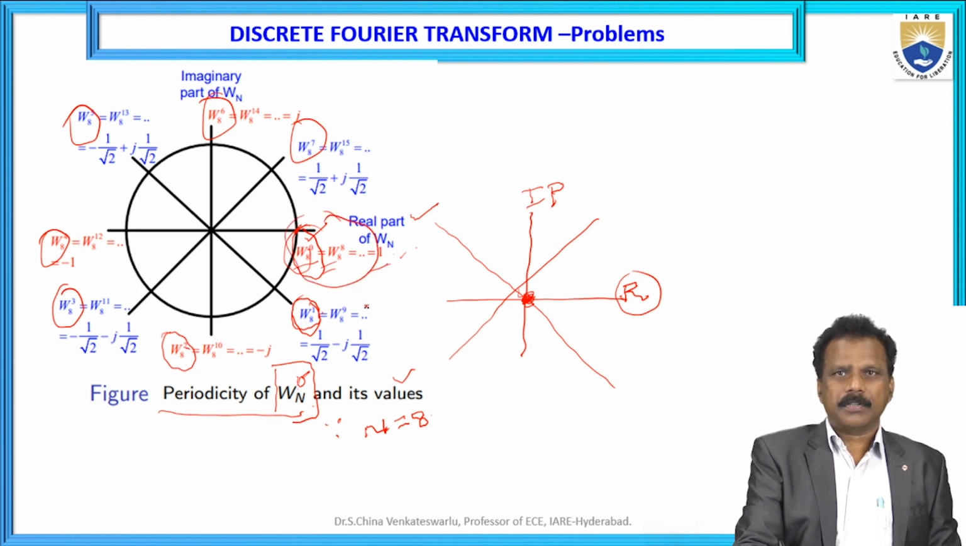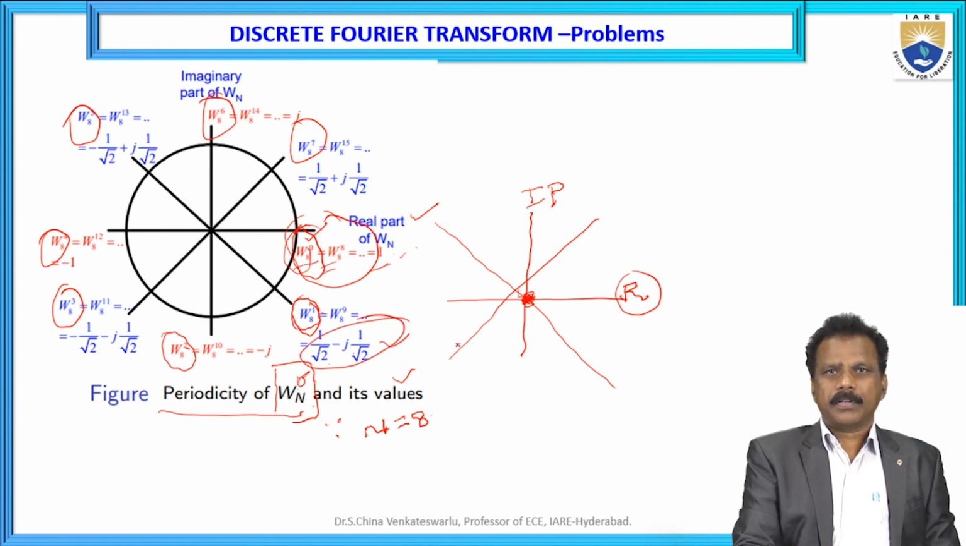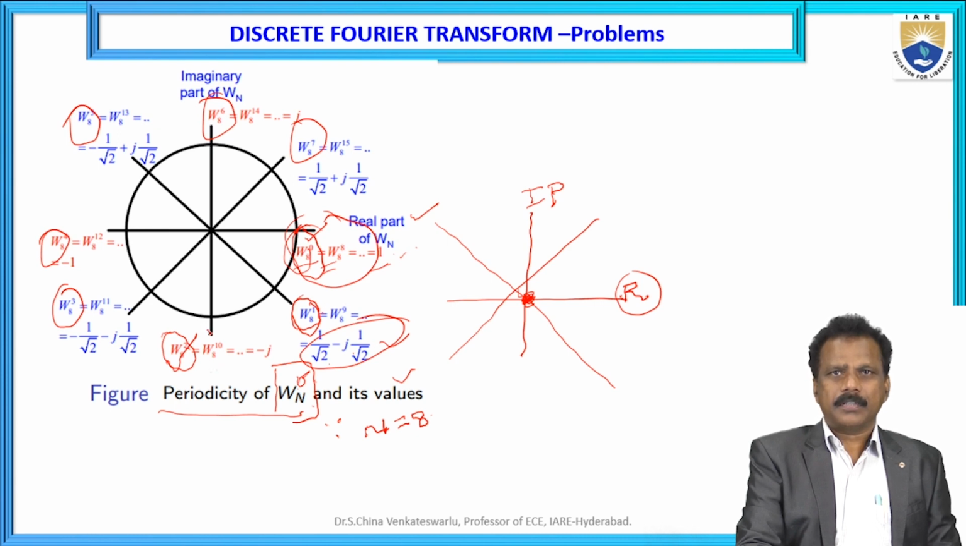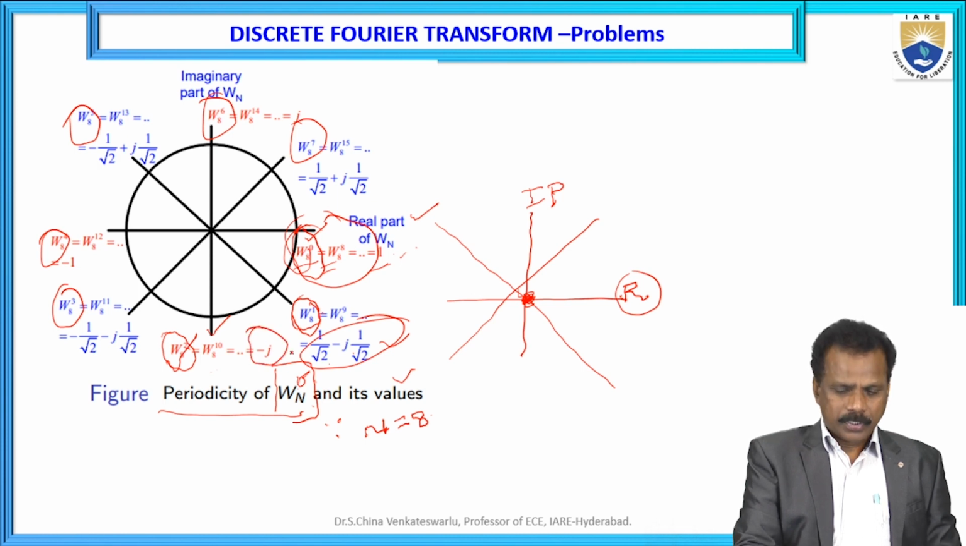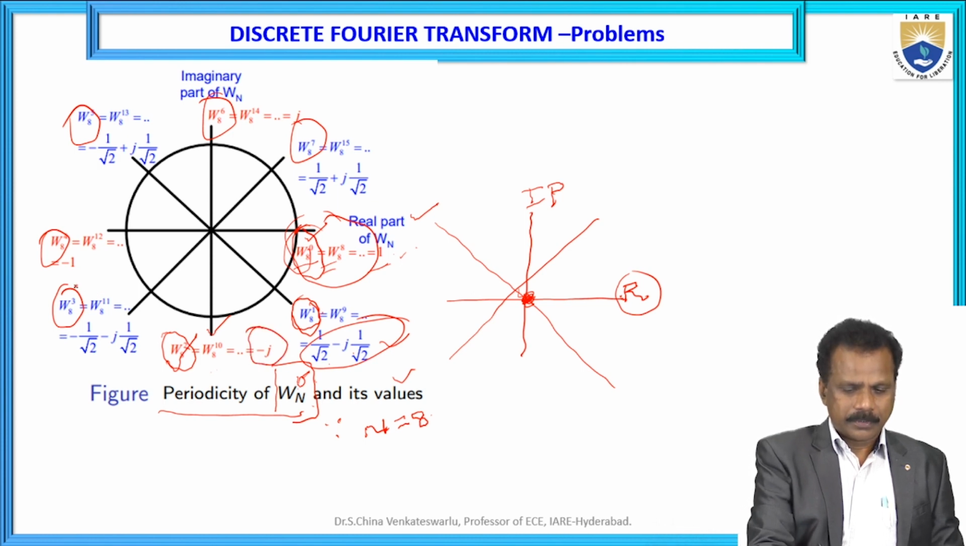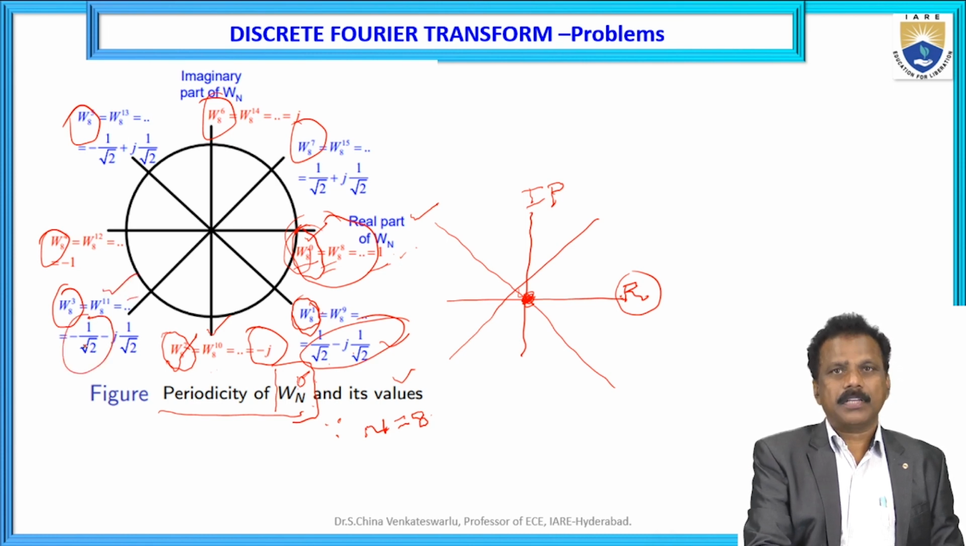This is one aspect. Coming to the next point, W8^1 is equal to W8^9, that means 1 by root 2 minus j into 1 by root 2. Next, coming to W8^2, it is equal to W8^10, so here it is minus j. Similarly, W8^3 and W8^11 are equal to minus 1 by root 2 minus j into 1 by root 2.